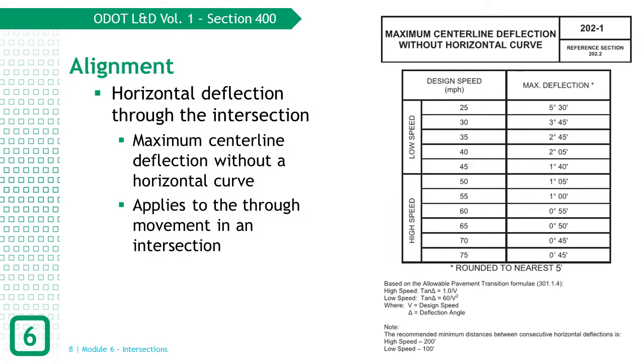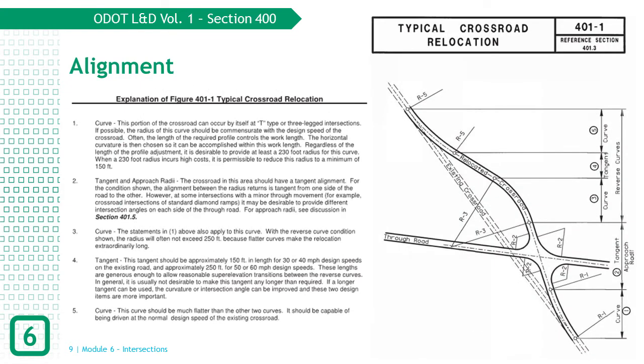Figure 202-1 shows the maximum centerline deflection without a horizontal curve and is used primarily for signalized intersections where the through movement could travel through the intersection at a green traffic light at a higher speed. Skewed intersections create challenges by reducing sight distances and causing drivers to have to turn their head and necks in awkward positions to see along the intersecting roadway.